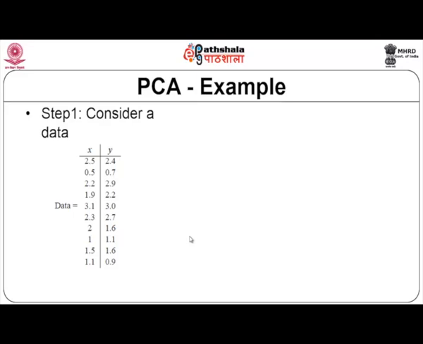Now, let us take an example. Consider a data set having two variables x and y. X has some set of values, y has some set of values, and the total number of values is 12.